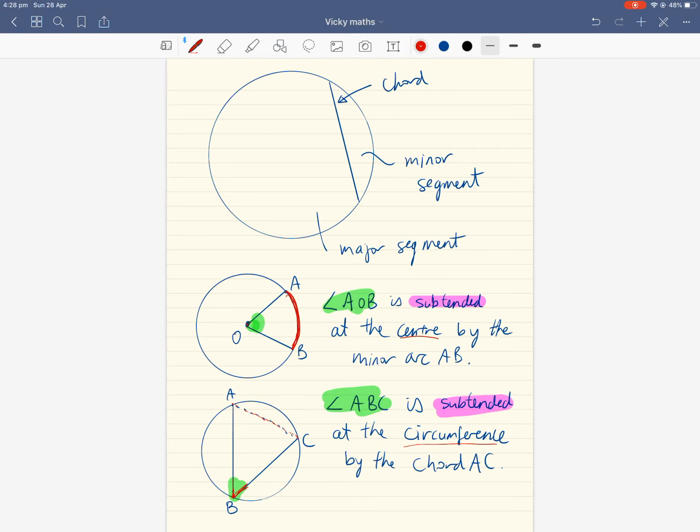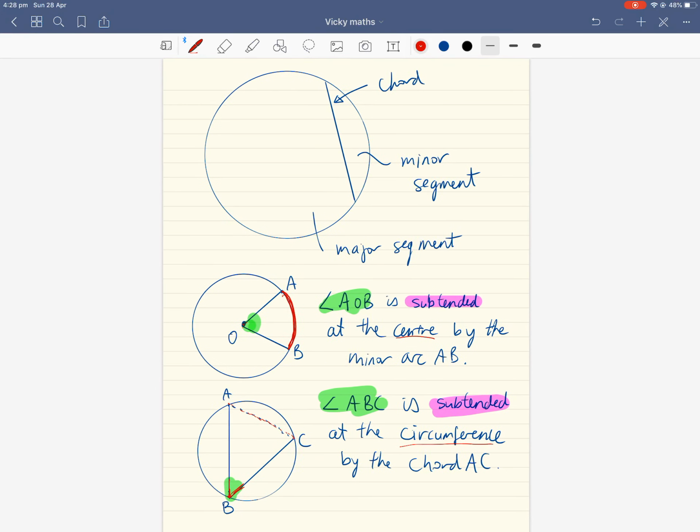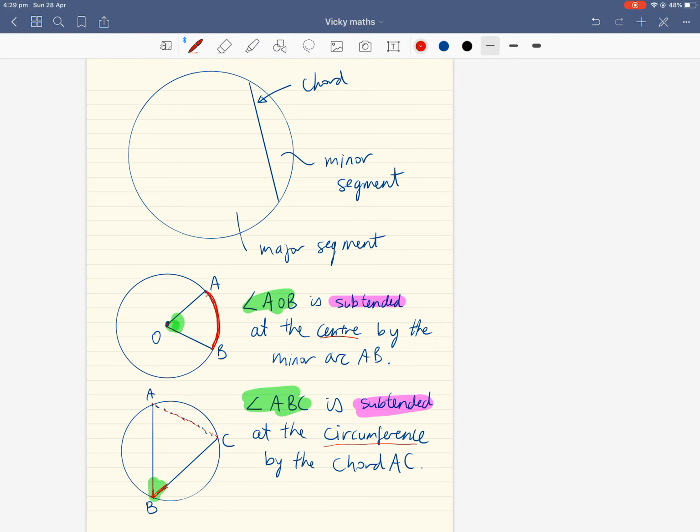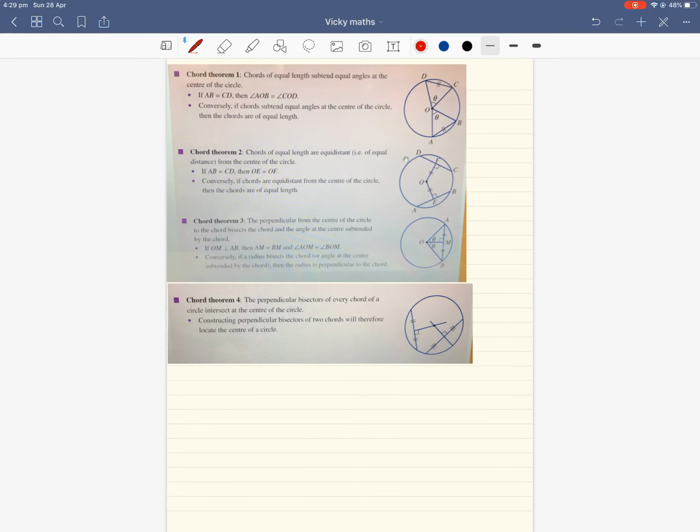Now let's get down to the chord theorems, which we can apply. Now, at first they look a bit scary, but we can break it down and then actually apply them in some examples. Now, these are in your textbook, page 125. If you just want to photocopy that and paste it into your books, page 125.